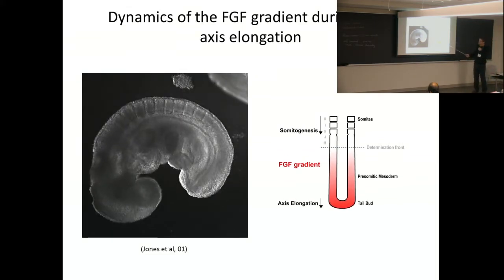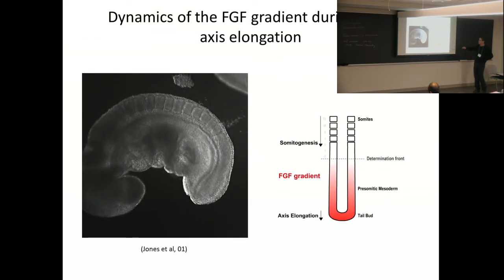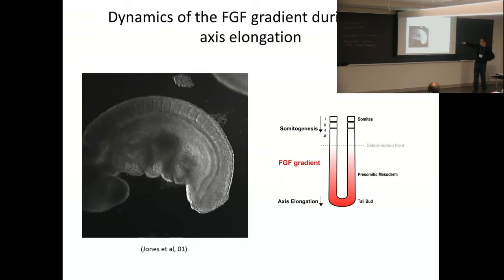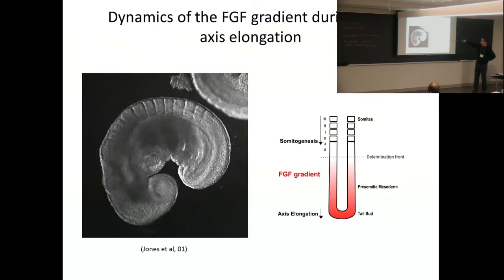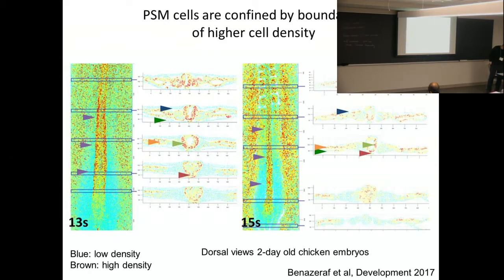What is particularly interesting with this mode of gradient formation is that it ensures a tight coordination between the posterior elongation of the embryo and the maintenance of this gradient along the presomitic mesoderm. Another observation that we made with Bertrand, which he more recently characterized in more detail, is that there is a very significant difference in cellular density in the presomitic mesoderm that you see here, which flanks the axial organ. This is the neural tube and underlying is the notochord. These are two different stages, chicken embryos, 13 somites and 15 somites. In blue are the areas of low cellular density, and brown is high cellular density.